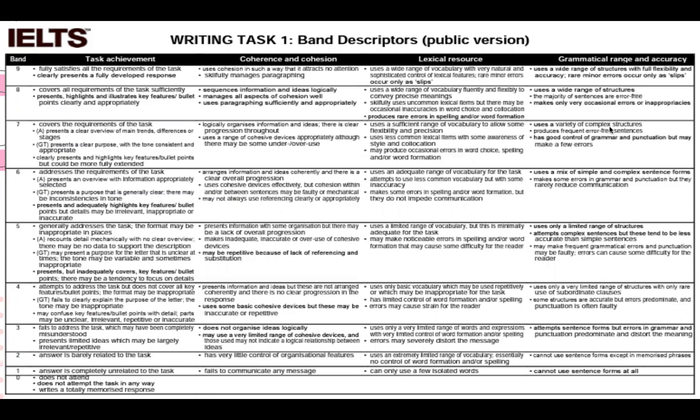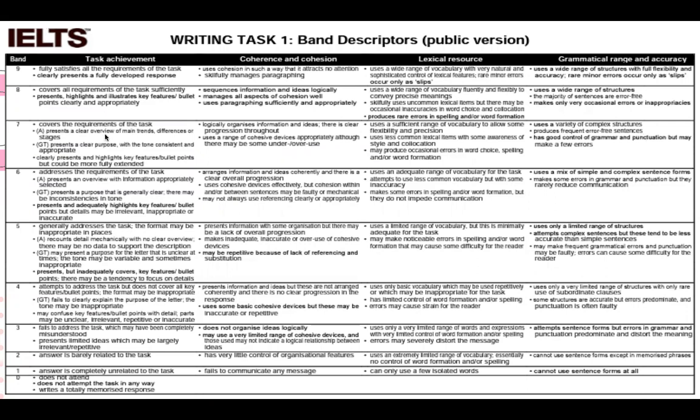But a band 7, if you use a variety of complex structures, like the letter that we just saw had quite a few complex sentences. So that would put them in a band 7. They had error-free sentences. That means the grammar was quite good. And they had good control of grammar and punctuation. So actually that one that we just read is not even a 7. It's more like 8 or 8.5. It's a very good model.